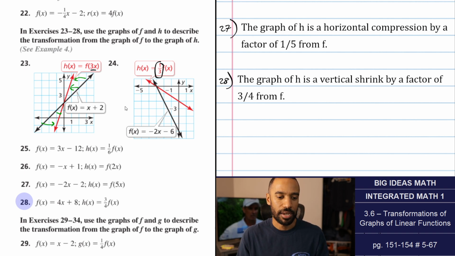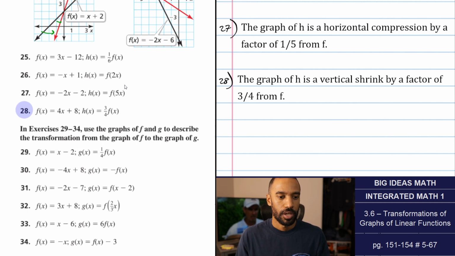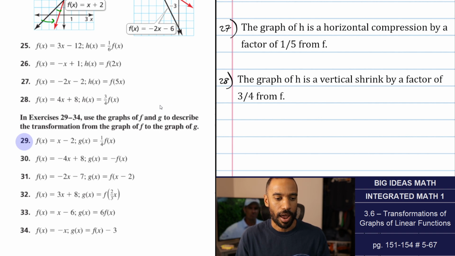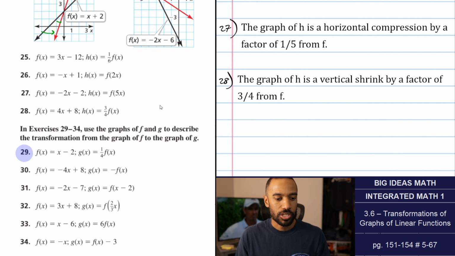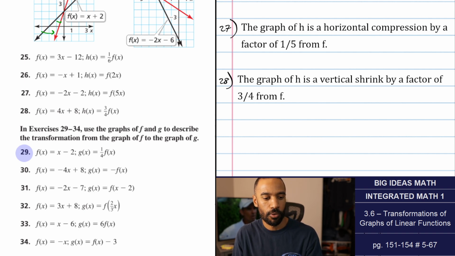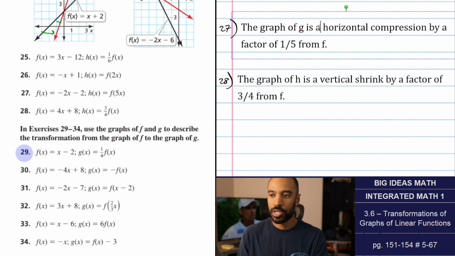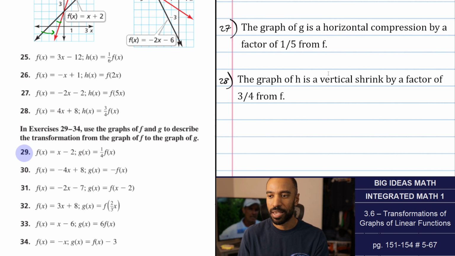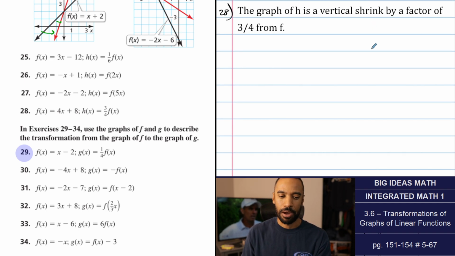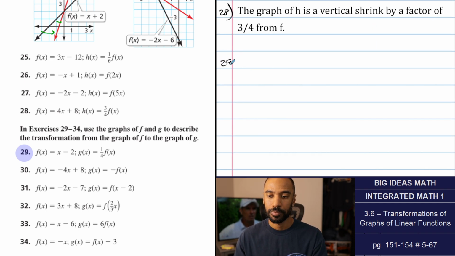Okay, in 29 to 34, use the graphs of f and g, so they don't literally have graphs, but just the equations, to describe the transformation from the graph of f to the graph of g. This looks like more of the same, only now we're combining everything we did before, and now they are g's, so I'll get those ones ready. So nothing different from before, just mixing and matching different sets of them. Let's see if we now know them from what they are.